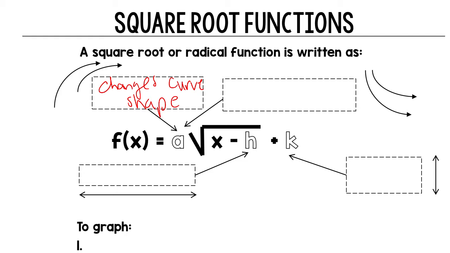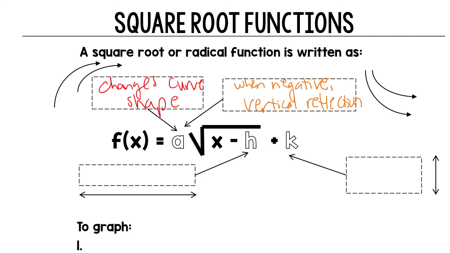A can also, when negative, cause a vertical reflection. So vertical reflection means that it's flipped over. If it starts out like this, pointing kind of up like half of a C, a negative A will flip your function upside down.